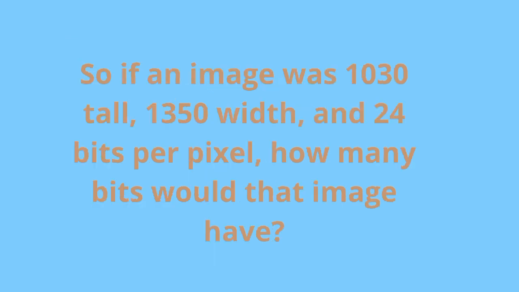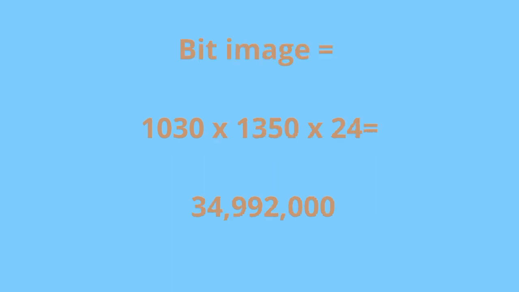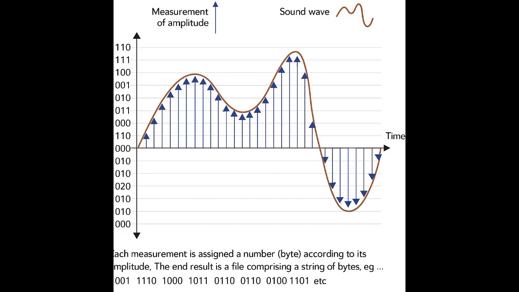So, if an image was 1038 high, 1350 wide, and 24 bits per pixel, how many bits would that image have? The image bits would be equal to 1038 times 1350 times 24, which would be equal to 34,992,000.